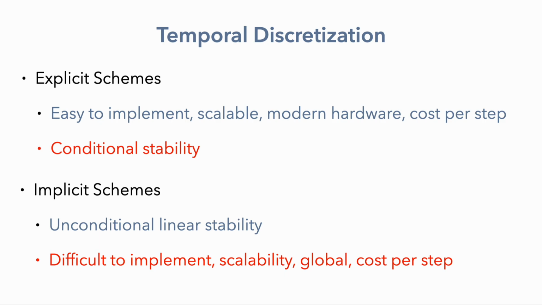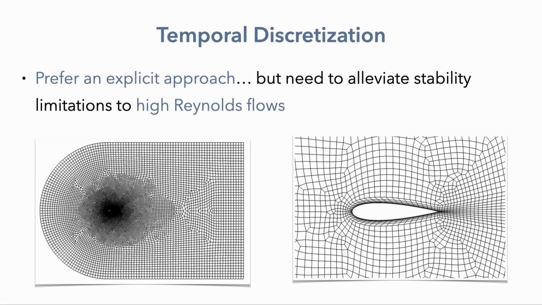So by going from an explicit scheme to an implicit scheme, we gain unconditional linear stability, meaning we can take a large time step, but that time step is much more expensive and it's less scalable. So at least from a high level in this work, what I've assumed is that we would prefer an explicit approach because of the benefits that they have. But we need some way of alleviating the stability limitations, particularly in high Reynolds number flows.